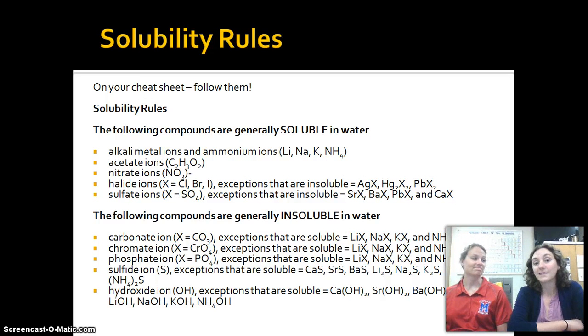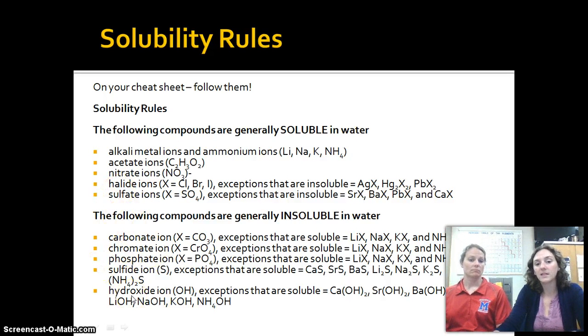Can be done. Okay, solubility rules. These are on the back of your cheat sheets, and on your cheat sheet you'll be able to read them. You probably can't read them now, but this is exactly what they look like. So when you have a compound, you are going to look at what it is made of and then where it falls in these rules. Is it soluble, which is that top part here, or is it insoluble here?